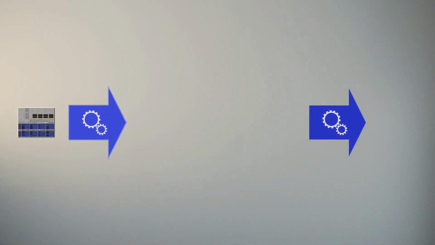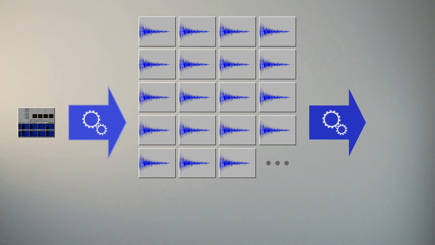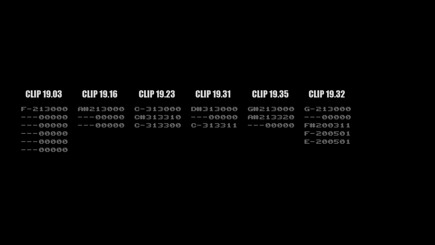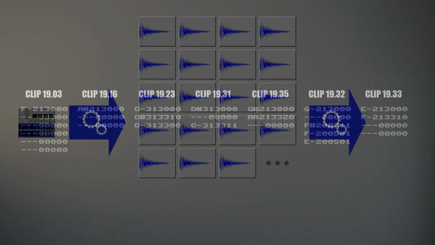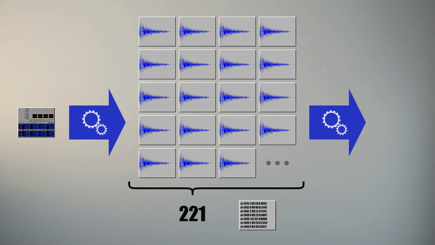The first program analyzes the pattern data of Guitar Slinger, looking at all the pitch-related effects and cataloging all the different ways in which a sample is played. So for instance, sample number 19 is played in 37 distinct ways, such as in this way. The original set of 30 samples explodes into a total of 221 sound clips. The program also outputs an edit list that specifies when and on what channel to play each sound clip, and how to adjust its volume over time based on the volume effects.